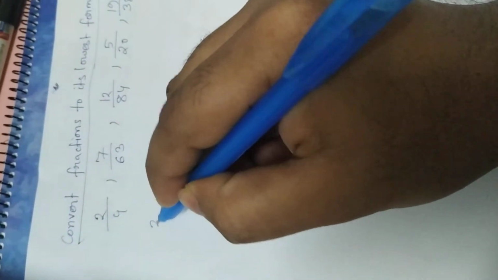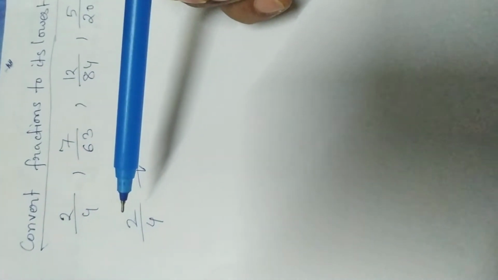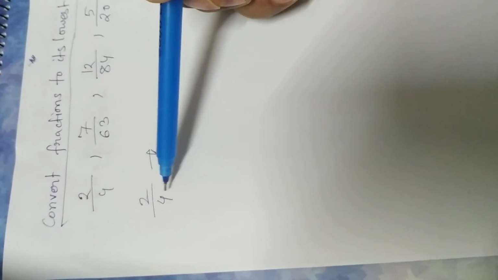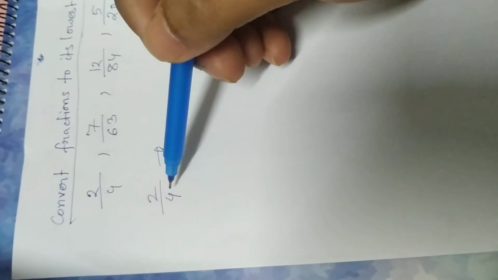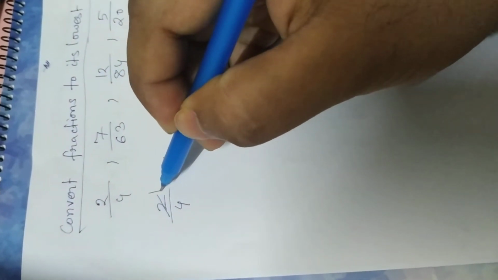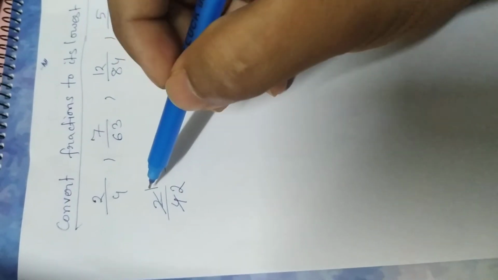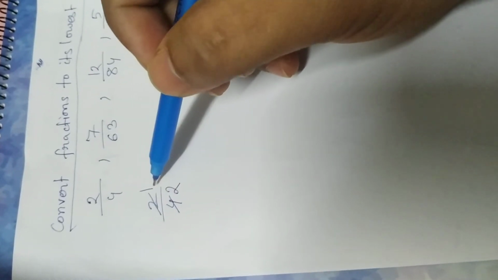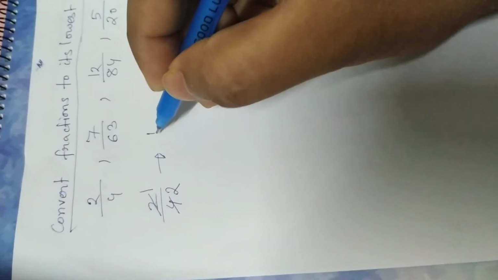Okay, for example 2 by 4. So how to convert it to its lowest form? We need to find a number by which we can divide both the numerator and denominator. For example, 2 is divisible by 2. Again, 4 is also divisible by 2. So we can write 2 ones are 2, then 2 twos are 4. In this way we can reduce a fraction to its lowest form. You see, 1 and 2 cannot be divisible by any other common number. So for this reason 1 by 2 will be the answer.